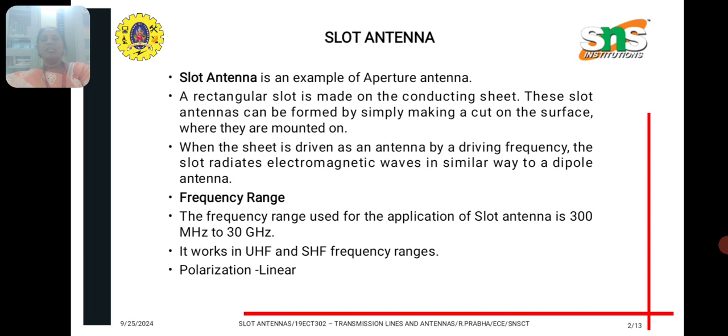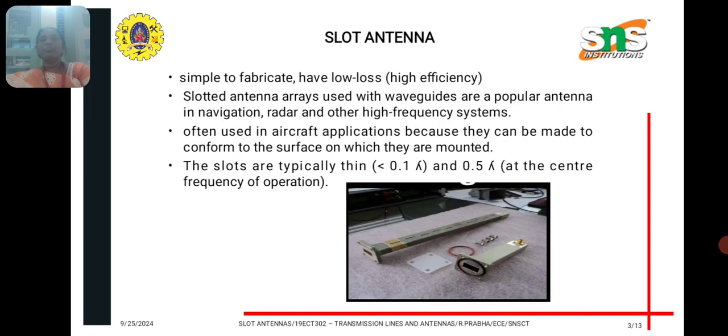The slot antenna frequency range is 300 MHz to 30 GHz. It works in the ultra high frequency and super high frequency ranges, and the polarization of the slot antenna is linear polarization. The advantage of the slot antenna is that it is very simple to fabricate and has very low loss. Since its loss is low, we can say that the antenna has high efficiency.